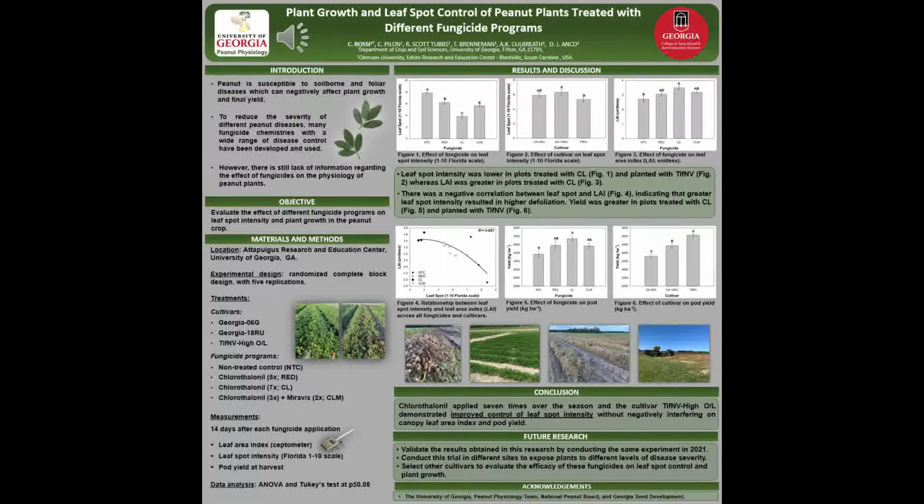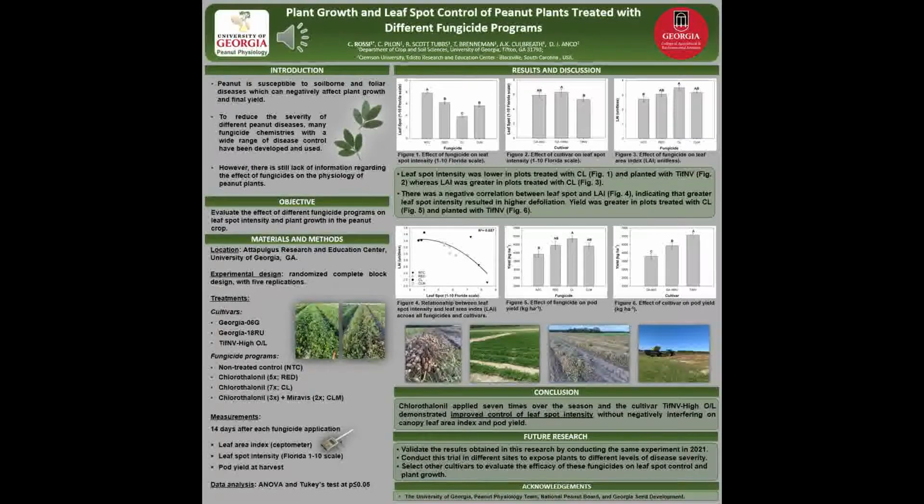On the top of the poster, the first graph on the left represents the effect of fungicides on leaf spot. The plots with the highest leaf spot intensity were the non-treated plots, while the ones with the lowest leaf spot intensity were the ones treated with chlorothalonil applied 7 times over the season. Moving to the next graph, figure 2 represents the effect of cultivars on leaf spot.